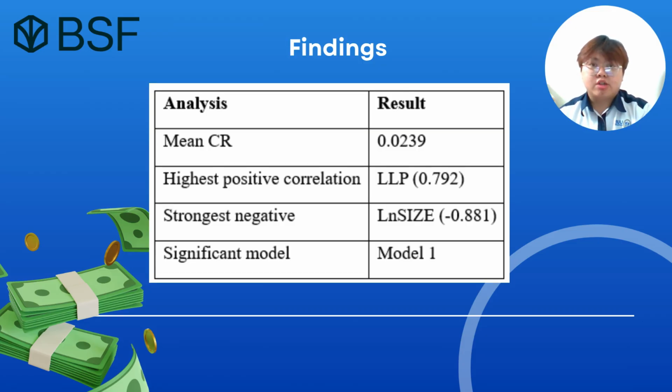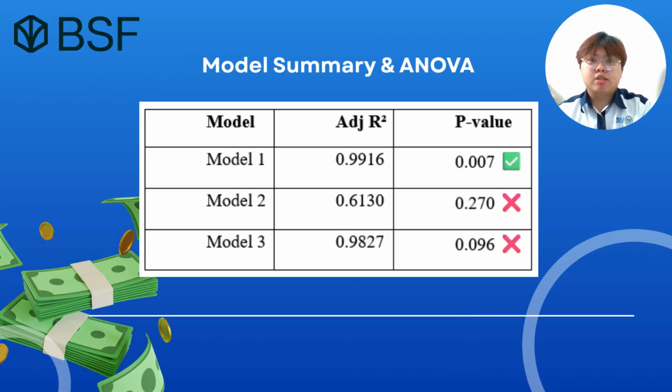One variable that is not significant is GDP because its relationship with credit risk is weak. Based on the model summary, Model 1 and Model 3 both have an R square of 99.81%, which means they explain most of the variation in credit risk. However, when comparing adjusted R square, Model 1 is stronger, with 0.9916.